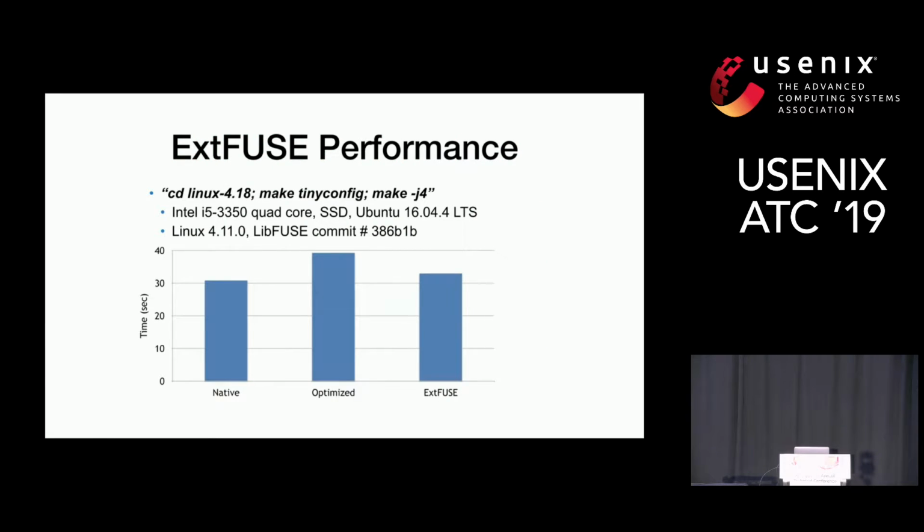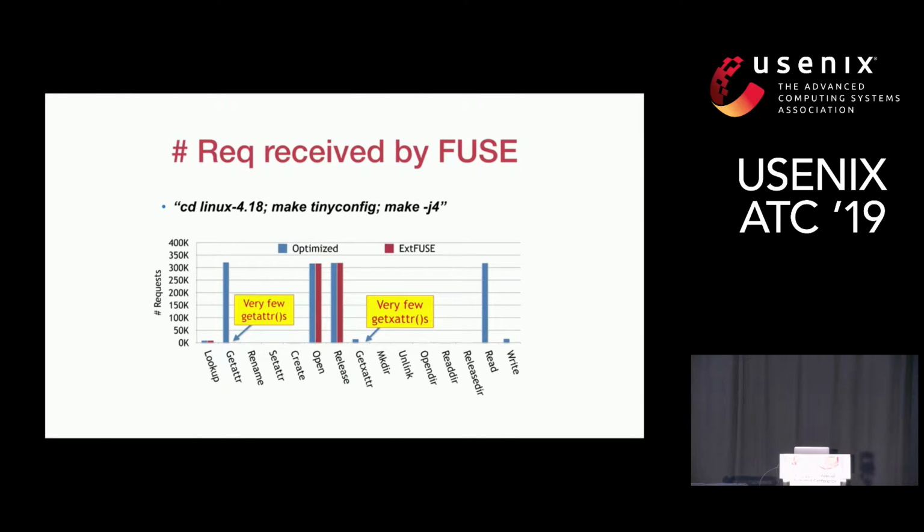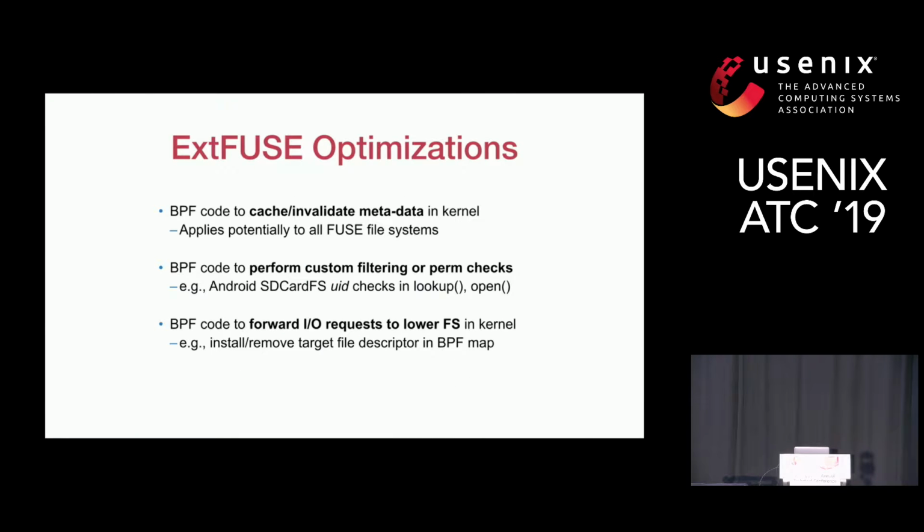We consider the same kernel compilation workload for evaluating EXTFuse performance. As seen from the graph, it performs at par with ext4, and this is because now fewer requests are delivered to the user space. Since EXTFuse allows custom code to be safely executed in the kernel, it opens up a number of opportunities for optimizations. Please refer to our paper for details. Thank you.